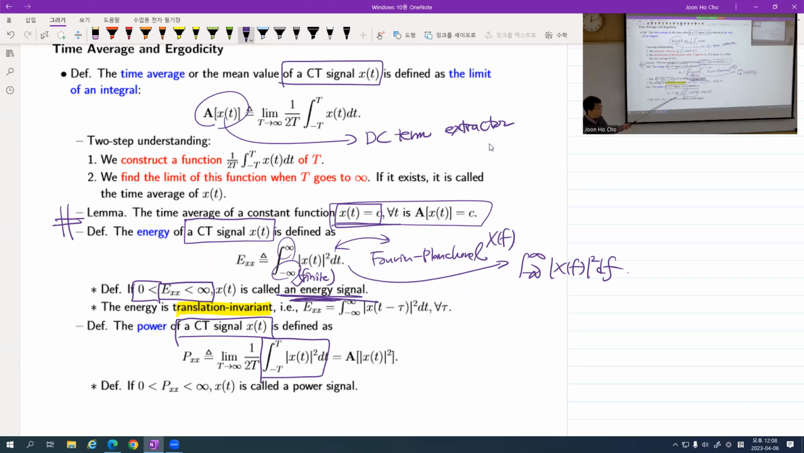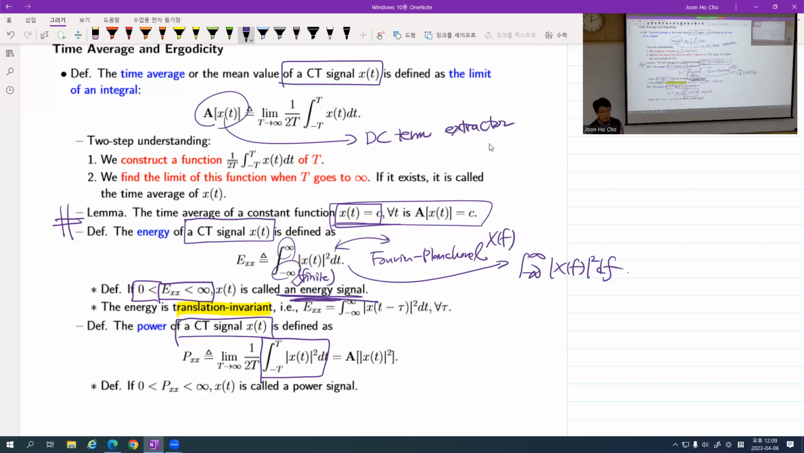Mathematically, t goes to infinity, but practically, you just take t sufficiently large. Got it? And if this value is finite and greater than 0, x is called a power signal. So let me ask you a question. If a signal x of t is an energy signal, what is the power of that one?